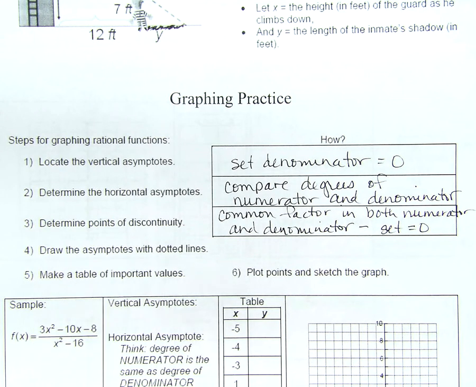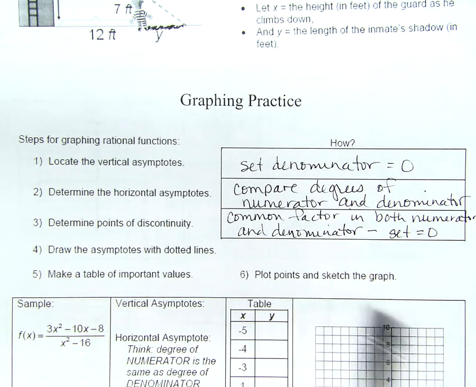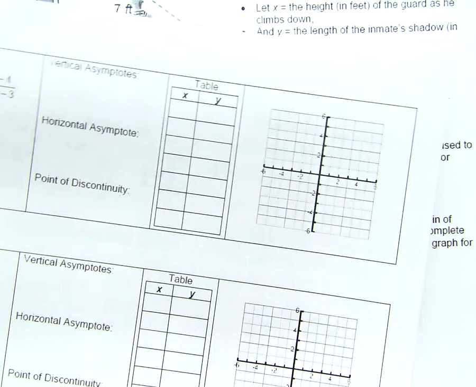Draw the asymptotes with dotted lines, make a table of important values, and then plot the points to sketch the graph. This is what I will check on Monday.